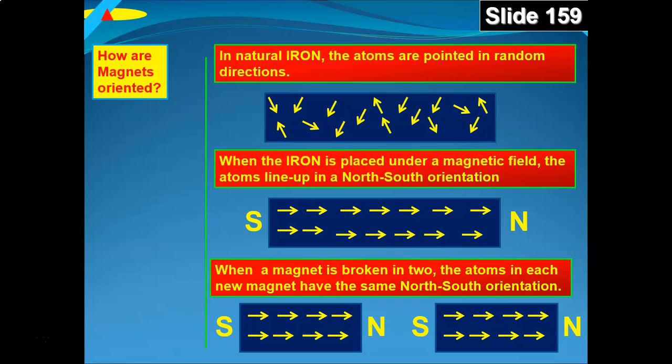So how are magnets oriented? In natural iron, the atoms are pointed in random directions. When the iron is placed under a magnetic field, the atoms line up in a north-south orientation. Just as electrical charge has a positive and a negative, the negative being electrons and the positive being protons, magnets similarly have north and south poles. When a magnet is broken in two, the atoms in each new magnet have the same north-south orientation.